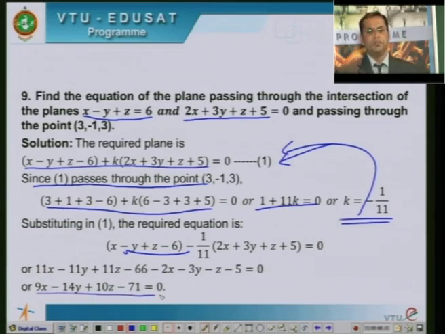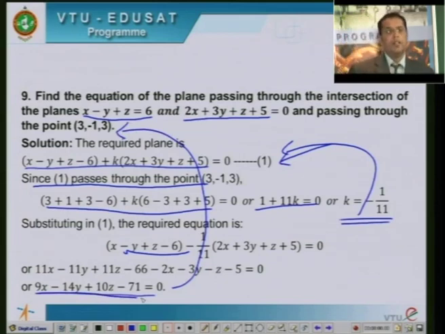71 equal to 0. As in the last session, if you are given a point in any problem, the final answer can be verified by substituting the point given in the final answer. So, you can do that. Just substitute x equal to 3, y equal to minus 1 and z equal to 3 and verify the answer.